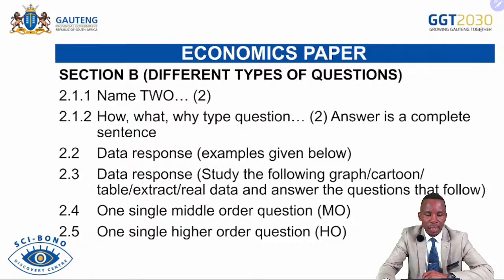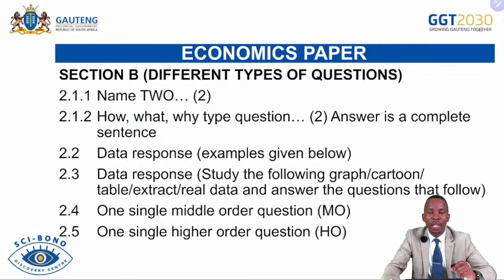And then section B, the different types of questions now. In this case, we are simply providing the revision on how you can respond to the different types of questions. For 2.1.1, it can be name two, so you mention any two. And then 2.1.2, how, what, why, the type of questions, 2 marks, answer in a full sentence. 2.2, data response, examples will be given. Data response: study the following graph, cartoon, table, extract, or real data, and answer the questions that follow.